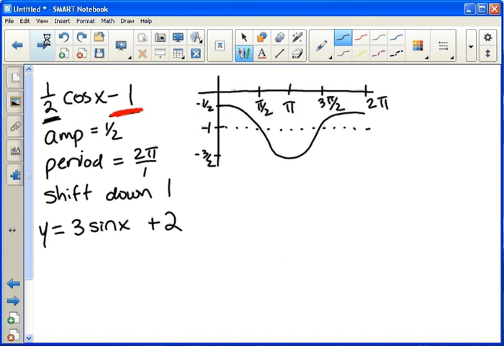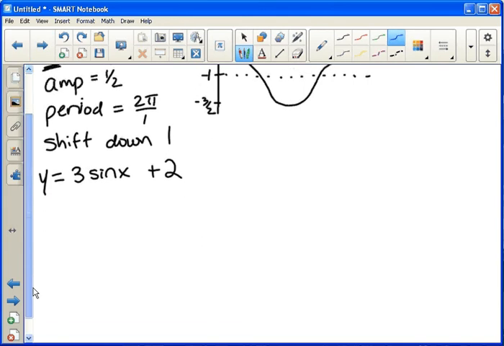And next, let's look at the 3 sine of x plus 2. Its amplitude is 3.